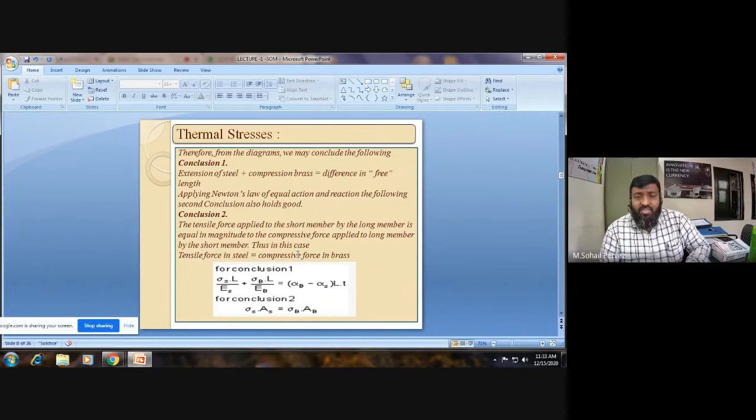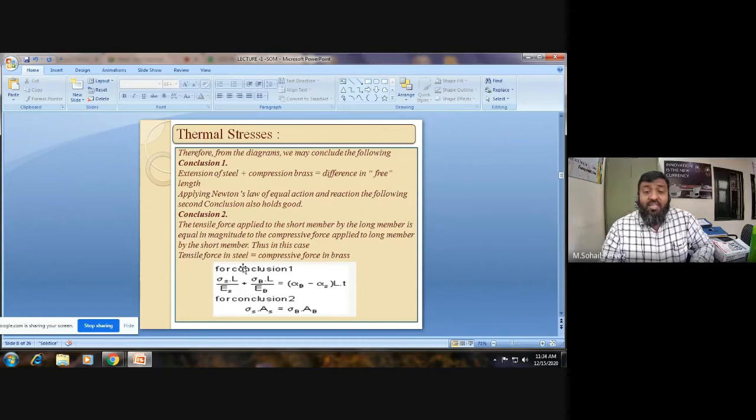Two conclusions can be drawn: extension of steel plus compression of brass is equal to the difference in free length. And the conclusion number two, that is very important: tensile force in steel is equal to compressive force in brass. Yes, it will apply. Again I am repeating, brass will apply tensile load on steel, and when it tries to go above this, the steel will apply a compressive force on brass, and the story is in front of you.